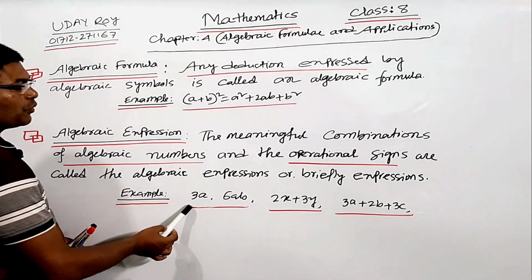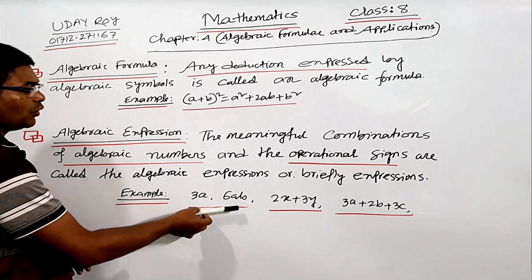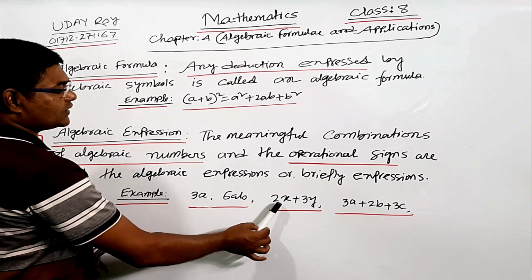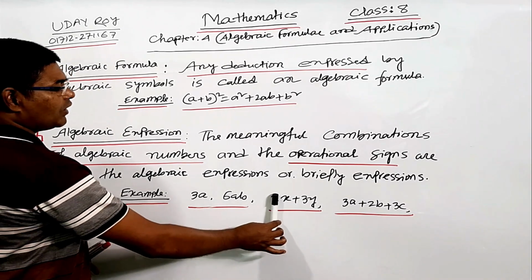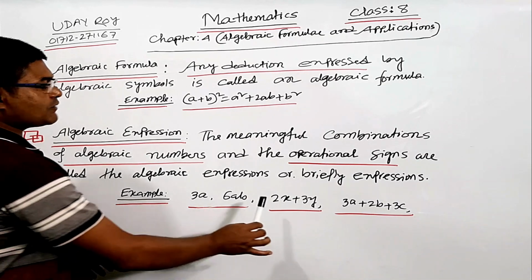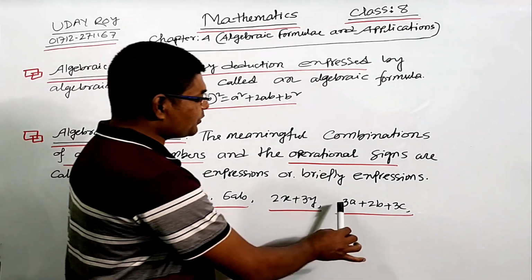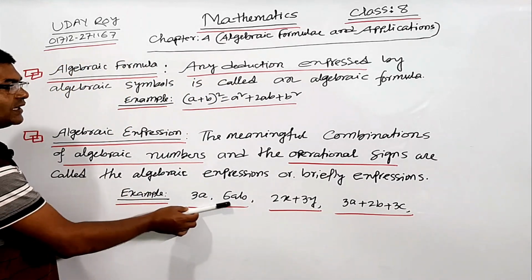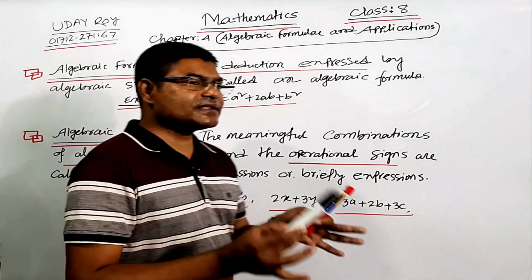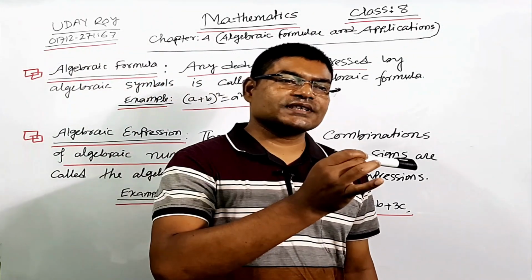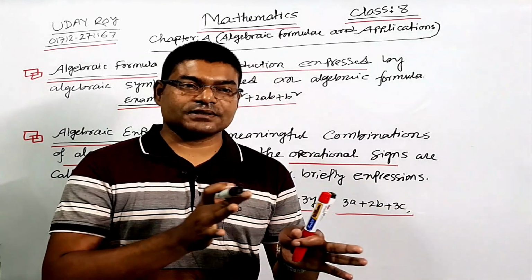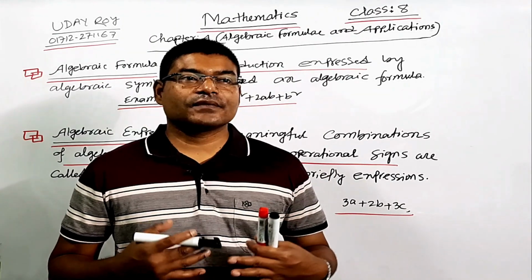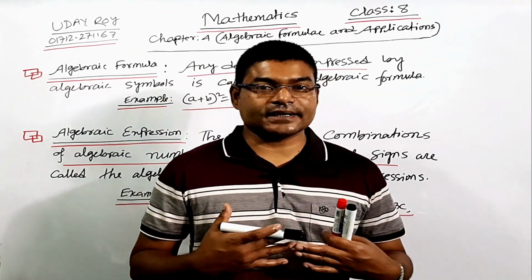These are the algebraic expressions: 3a, 6ab, twice x plus 3y. This is monomial, this is binomial. Mono means one term, 3a one term, 6ab this is one term, but twice x plus 3y, here is 1 plus 1, here is two terms. So that means this is the binomial, and thrice a plus 2b plus 3c is the trinomial. So monomial, binomial, trinomial. If you can see twice a plus 3b plus 4c plus 5d, four terms, that is called multinomial. So we learn today algebraic formula related maths.